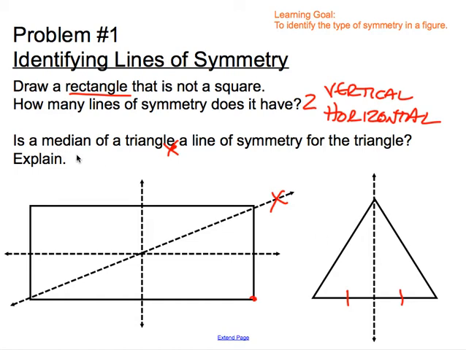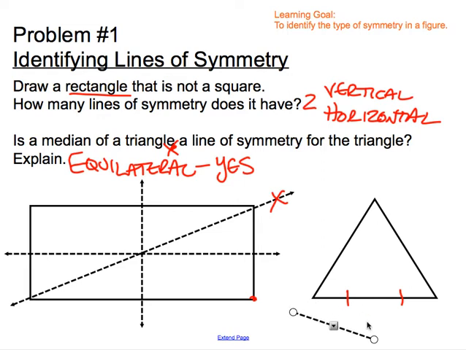Now, in the event of an equilateral triangle, the answer to this question is certainly yes. Because you can see if I took this piece and folded it over, then it would certainly line up over itself. And if I take this line and I move it so that it goes through a different vertex, you can see that this piece would also still fold over onto itself. So not only is it yes, it's yes for all three.